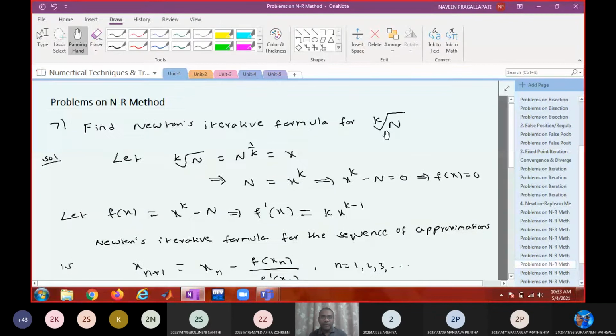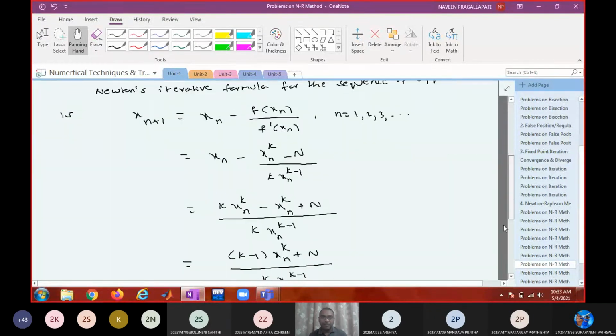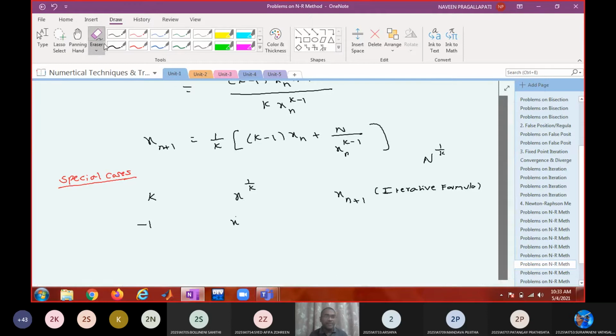That is what we are doing now. Kth root of n, k equal to minus 1. So this is n power minus 1, which is nothing but 1 by n. Then xn plus 1 would be, substitute k equal to minus 1. When I substitute k equal to minus 1, what do you get?